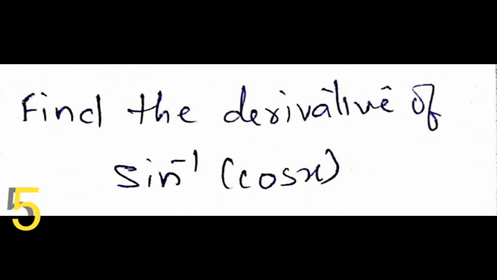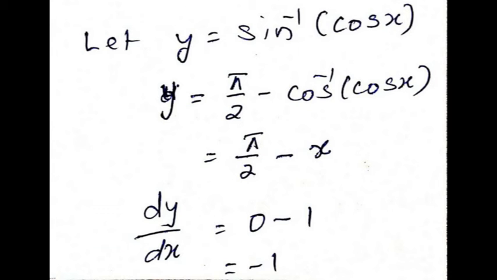Find the derivative of sin inverse cos x. Now sin inverse cos x is also equal to 90 minus cos inverse cos x, and cos inverse cos x is equal to x, and therefore we get answer 0 minus 1, that is minus 1.